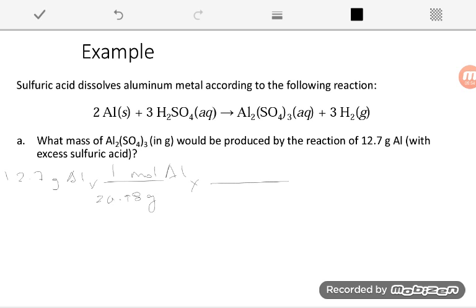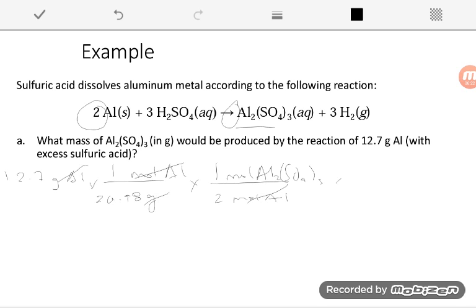Now the second step was to go from moles of one thing to moles of the other. So I'm going to get rid of my moles of aluminum. That has to go in bottom. I want to turn it into moles of aluminum sulfate. And I just look up here. There's a 2 next to the aluminum. No coefficient means that's just a 1 right there. The 1 is implied. So I've gotten rid of my grams of aluminum, got rid of my moles of aluminum.